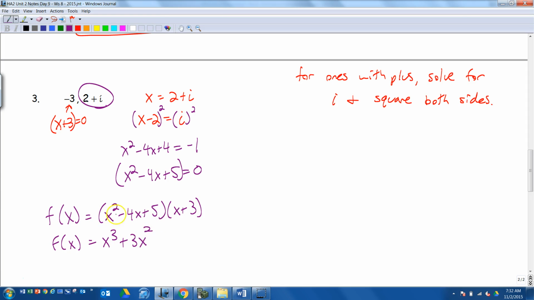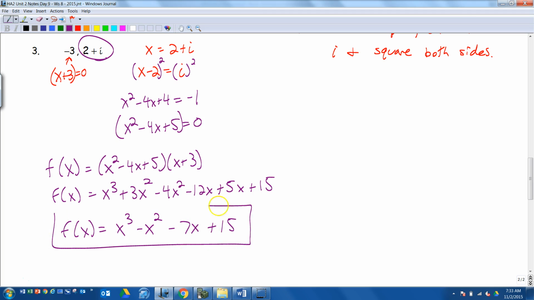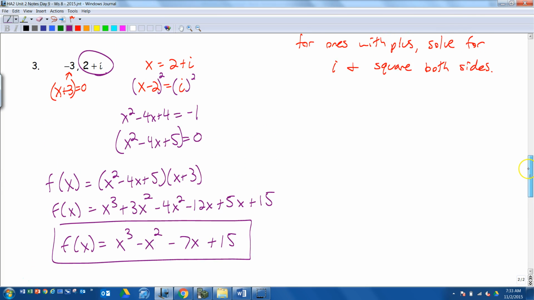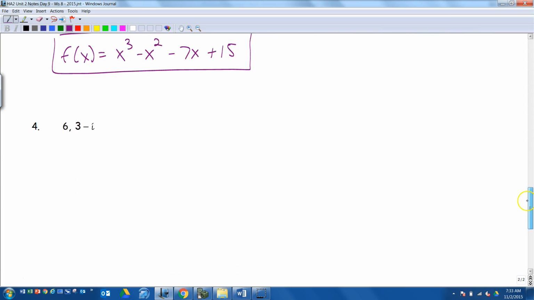So now I'm going to just multiply this out. These go to these two. So, yep, and then negative 4x squared minus 12x plus 5x plus 15. So my final answer is f of x is equal to x cubed minus x squared minus 7x plus 15. Again, this will give you those answers if you solve it. First, you can look and get the negative 3 from your calculator, synthetically divide, use quadratic formula. You should get 2 plus i and 2 minus i. Remember, you get two answers with the imaginary. We're just giving you one of them.